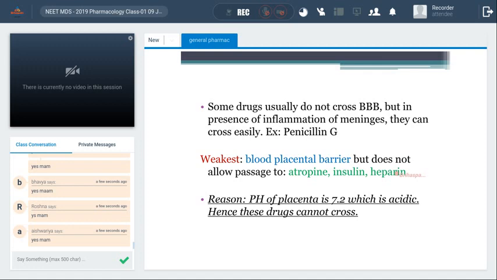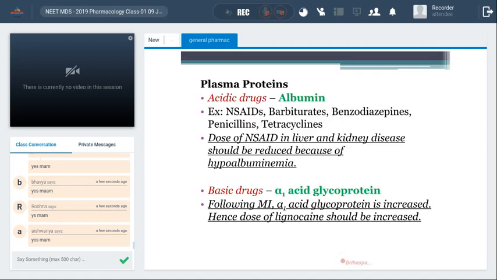See, normally the pH of the placenta is 7.2, which is slightly on the acidic side. So these are also acidic drugs which remain unionized and hence cannot cross through the placenta. Okay, that's the answer for why these drugs do not cross through the placenta.